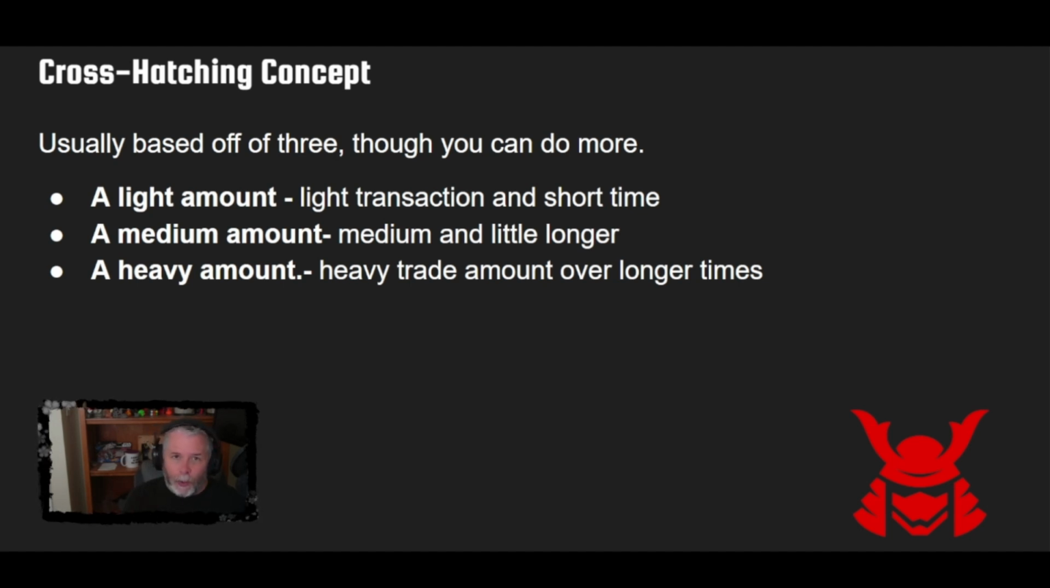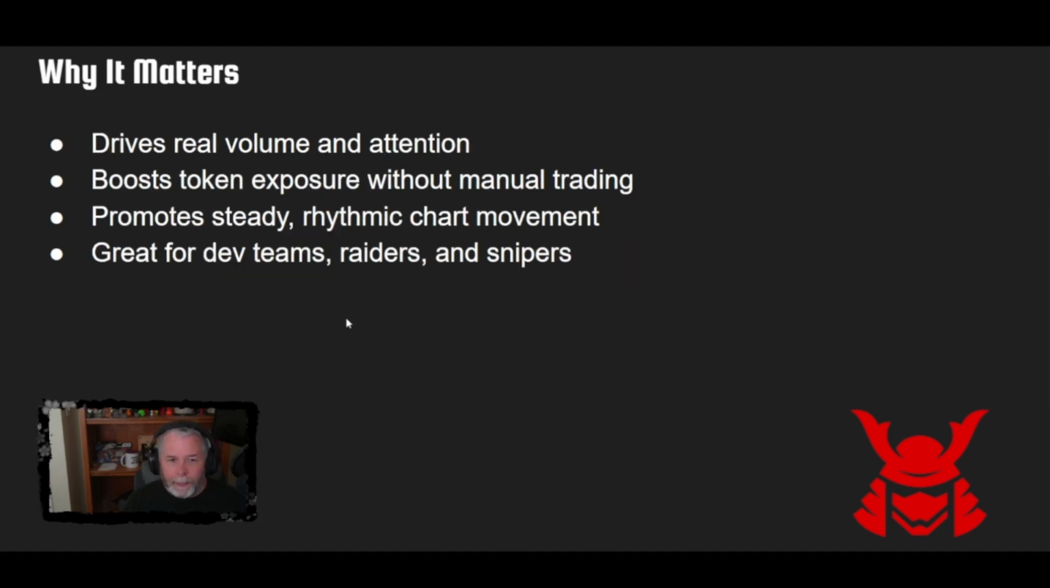You can use as many as you want, but I think it's in the act of 3, right? So you have a light, you have a medium, and you have a heavy. The light one, of course, is all about the light transactions, you know, the 0.00 something, or 0.0 something, with a short time, 3 minutes, 5 minutes, right in that area. The medium is anywhere between 5 and 10 minutes, and the heavy is the 10 to 15 minute time frame, with the amounts being a little bit more, okay?